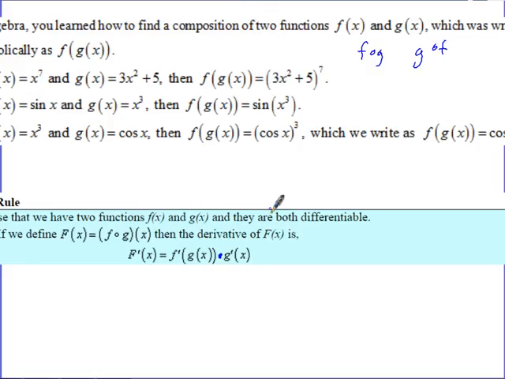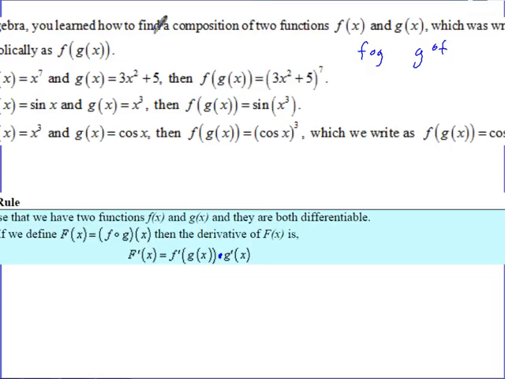So in words, can y'all tell me what this is in words? Describe it. What would you do? Good. So it's the derivative of the outside, the original inside, times the derivative of the inside. Does everybody see how that works? This is where most people will make their mistake. You have to leave the original second function in when you take the derivative of the outside, okay?